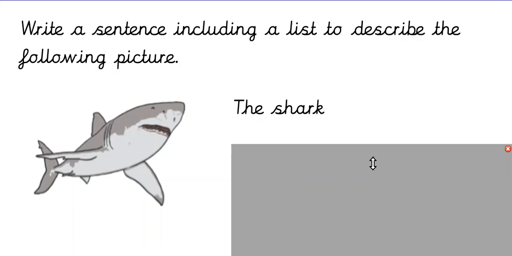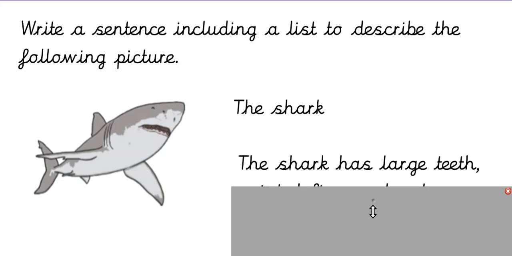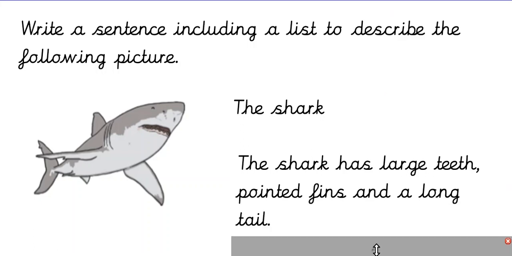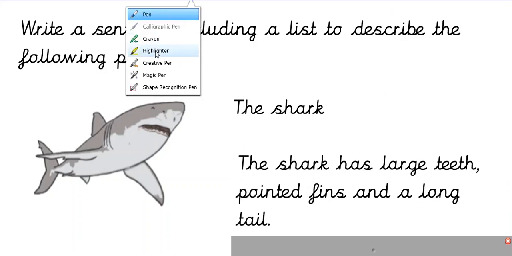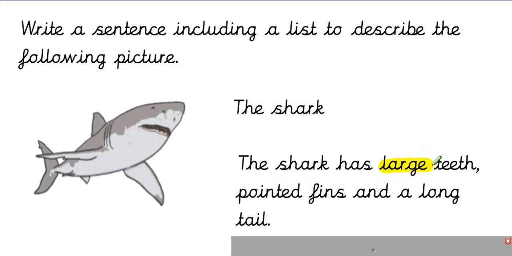Okay, so there's lots of different ways that you could have done this. This is one that I've done. The shark has large teeth, pointed fins, and a long tail. Okay, so my list of items are separated because I've got large teeth, separated by a comma, pointed fins, and then a long tail, which is my last item in the list, therefore I need "and."